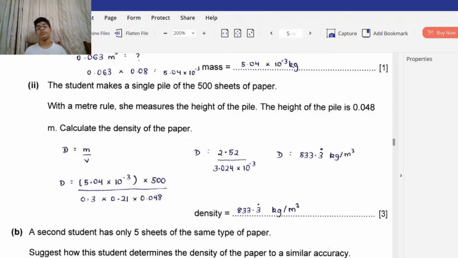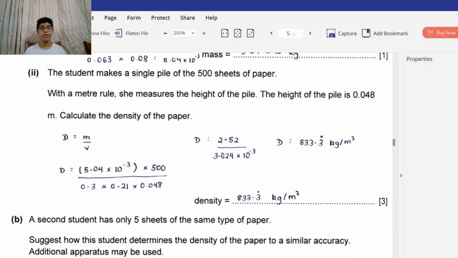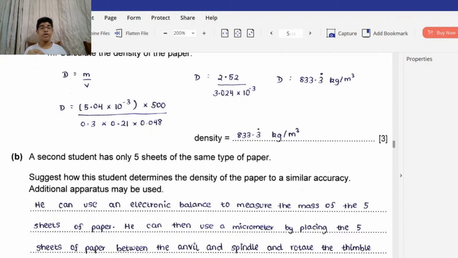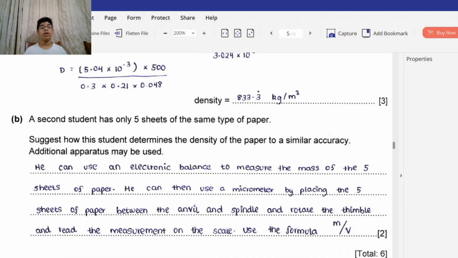Divide that by 3.024 times 10 power negative 3 and we get that the density is 833.3 kilograms per meter cubed. The dot on 3 represents a recurring decimal. Means it's 33333, never ending.